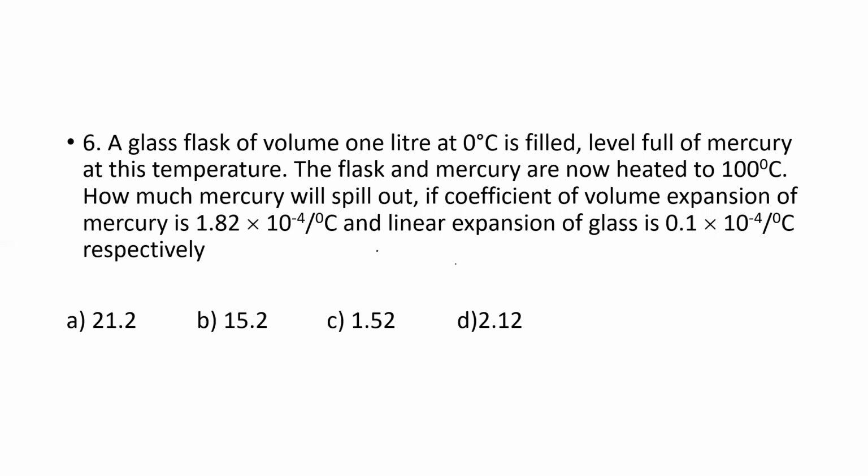So here a glass flask of volume 1 liter at 0 degrees Celsius is filled. Okay, the level of mercury at this temperature. Now, when it is heated to 100 degrees Celsius, some mercury will spill out. The coefficient of linear expansion is given and volume expansion is given. Here, we need to calculate whatever the change in volume takes place.